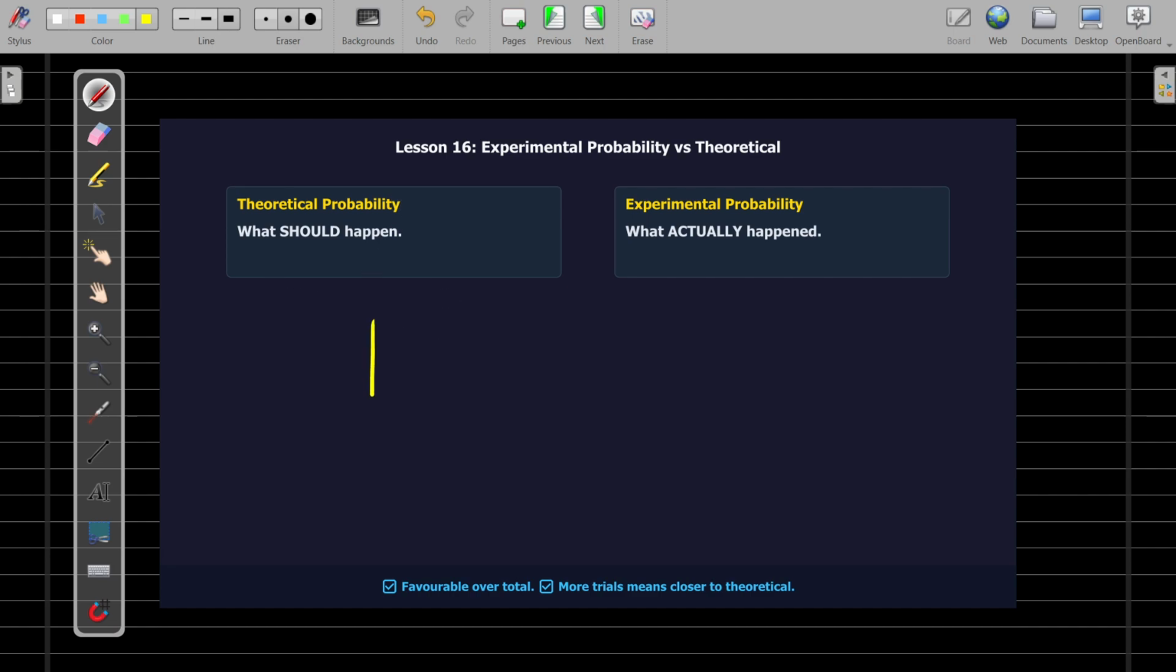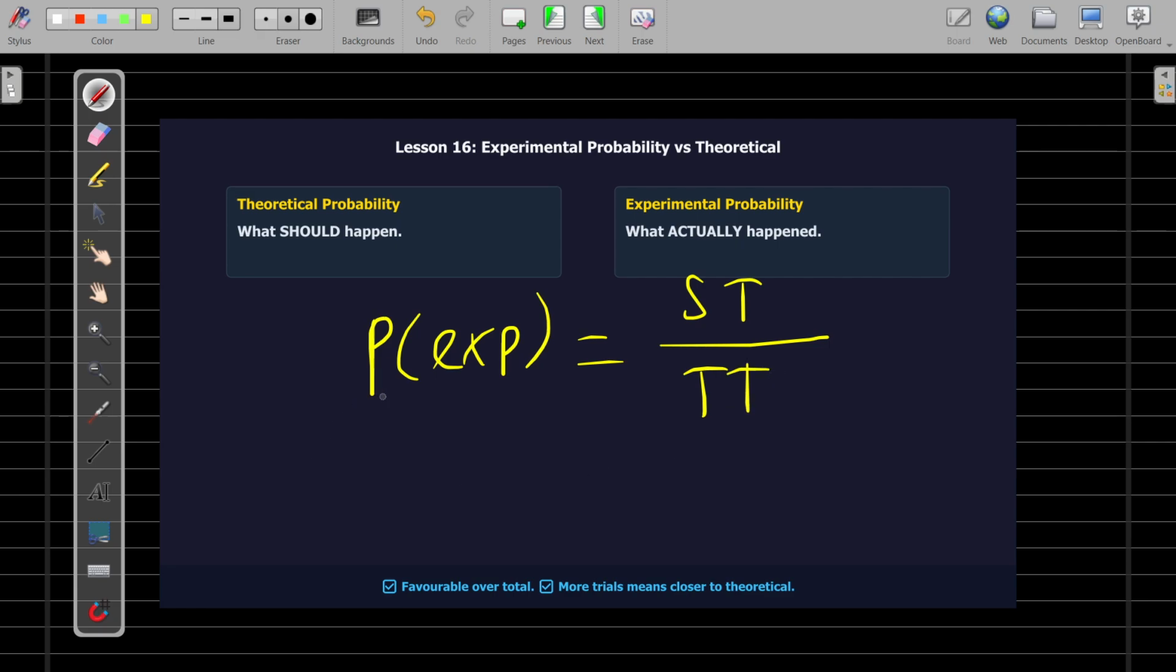So let's write the formula. We have P of x exp here. This is going to be equal to the amount of successful trials, so ST over TT, which is total trials. Okay, I'm writing in shortcuts here, but you can write ST for successful trials, and TT for total trials. And then for failed trials, it's like F trials or something like that. It should be very understandable.